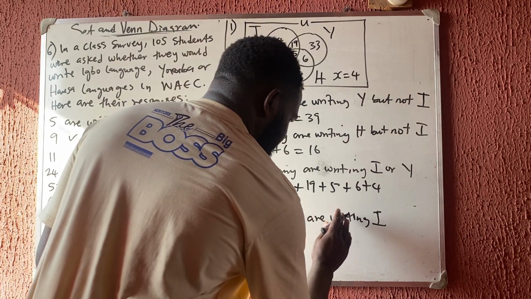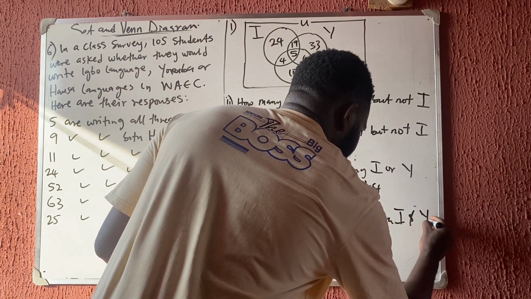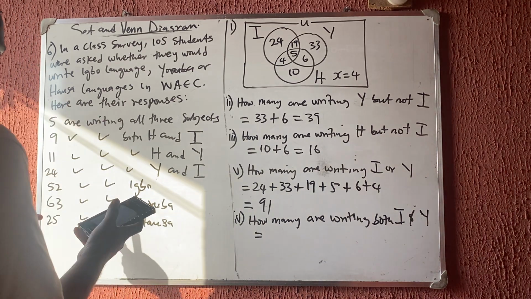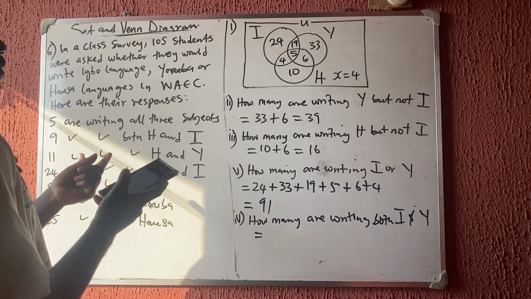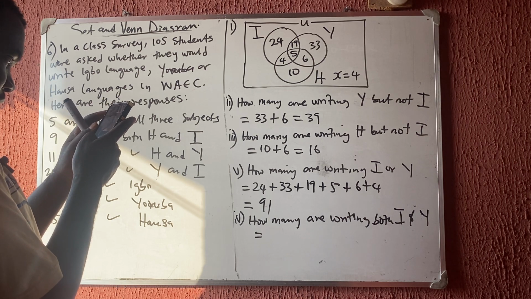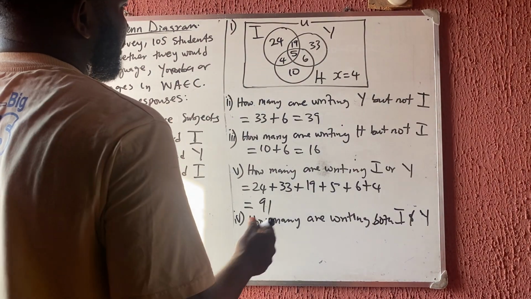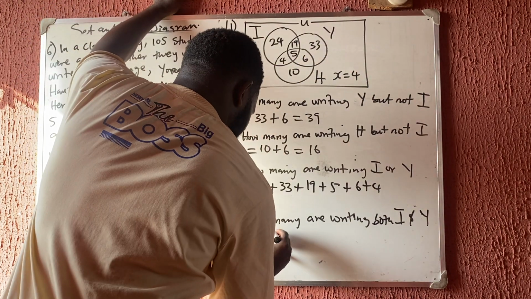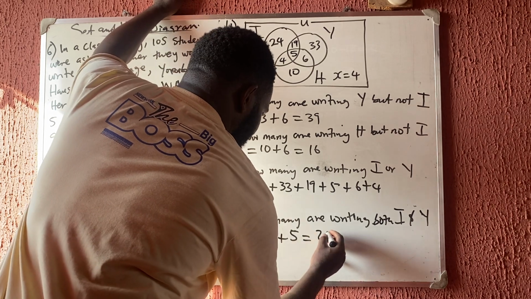IV said how many are writing both Igbo and Yoruba. The people that are writing both Igbo and Yoruba is already given to us. Both Igbo and Yoruba is 24. So let us even get it from the Venn diagram to see if it's correct. Both Igbo and Yoruba are the people that are writing them together. So 19 are writing the two of them. 19 plus 5 are equally writing the two of them. So if you add the both of them, you are going to get that same 24.